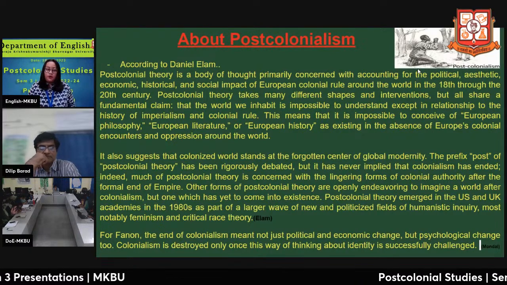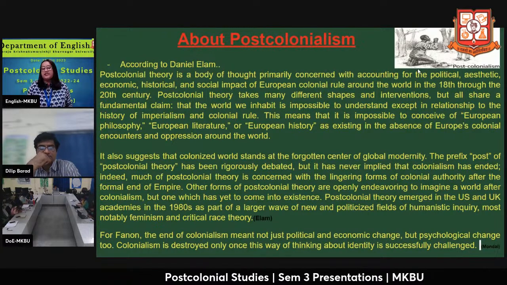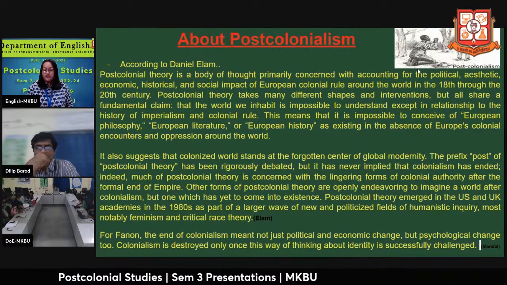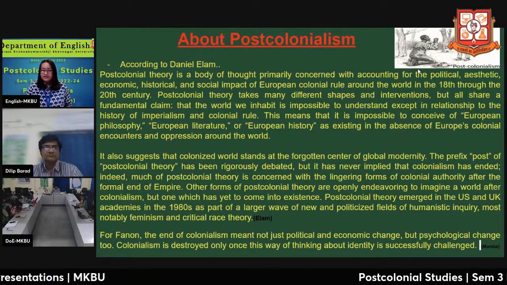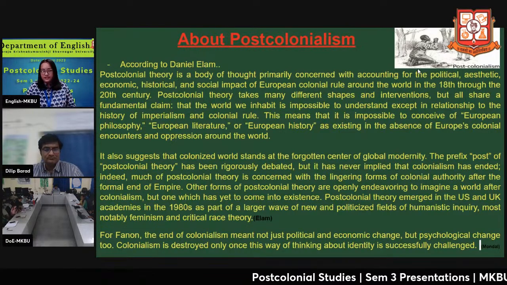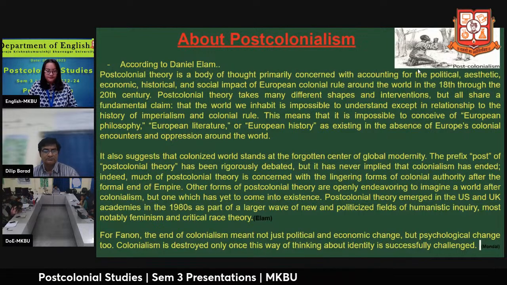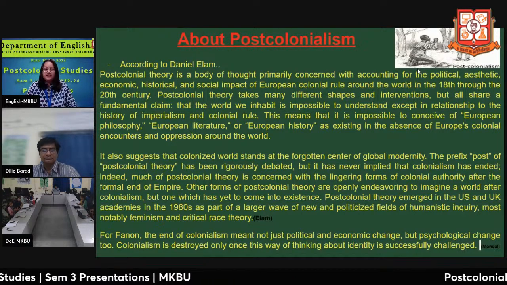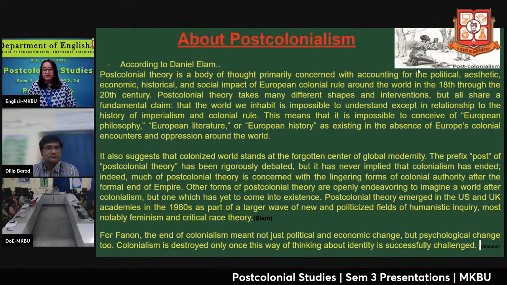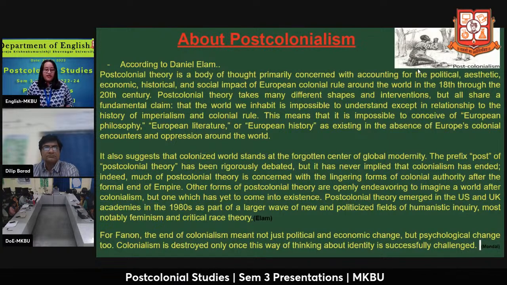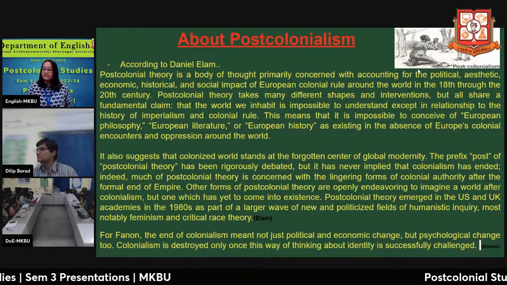The prefix "post" of postcolonial theory has been rigorously debated, but it has never implied that colonialism has ended. Indeed, much of postcolonial theory is concerned with the lingering form of colonial authority after the formal end of empire. For Fanon, the end of colonialism meant not just political and economic changes, but psychological change too. Colonialism is destroyed only once this way of thinking about identity is changed successfully.